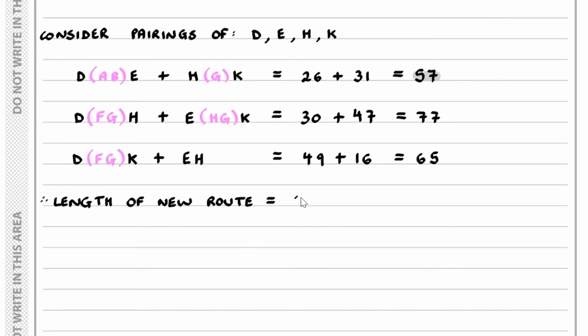So what can we conclude from this? Well, the length of the new route is 299, that is the original, and then we add on to this the 57. And it turns out we will get 356 kilometers.